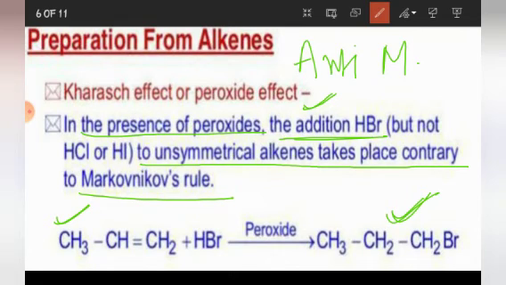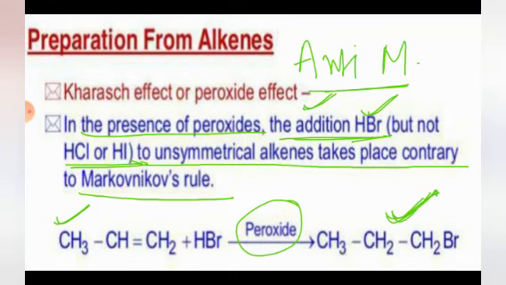Now one more thing you need to remember: this anti-Markovnikov rule is applied in the presence of peroxide and also it is applied only for HBr. It is not applied for HCl or HI. So we can prepare haloalkanes from alkenes under two rules, Markovnikov rule and anti-Markovnikov rule. Now let's see the next method.